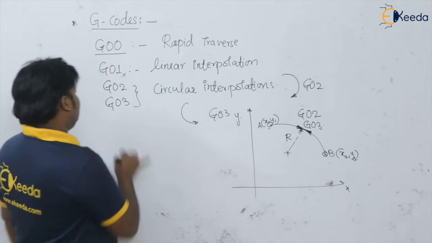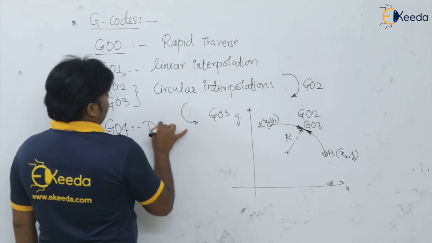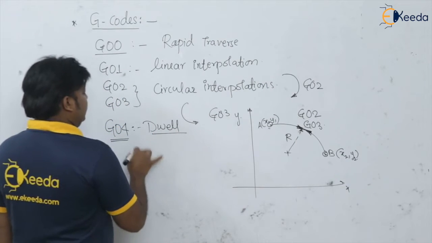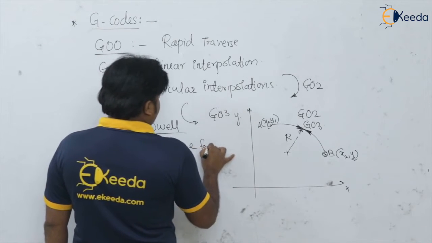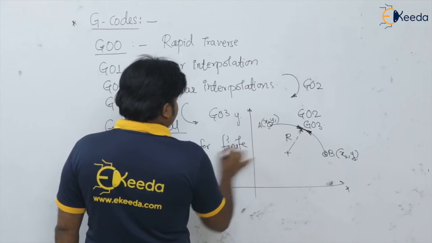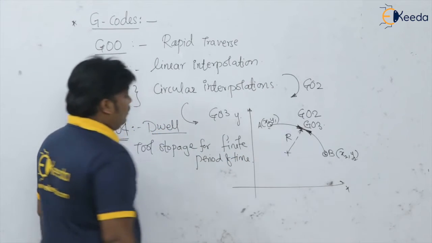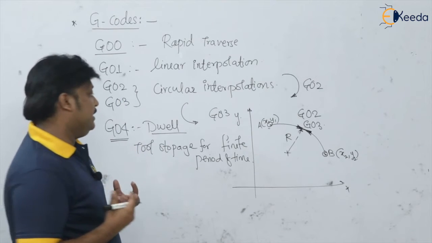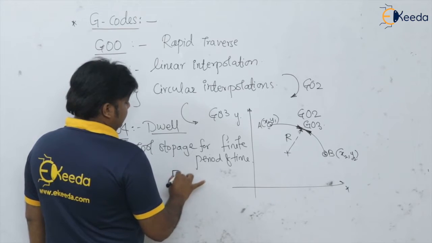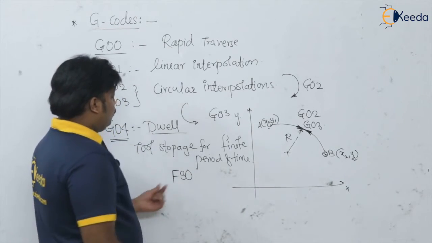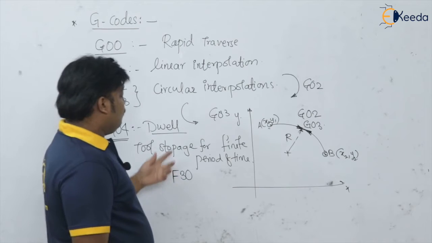Now if we talk about the next one, G04, it is a dwell. It is the tool stoppage for a finite period of time. So the tool is stopping for a limited time period. This G04 is always followed by, say, F30. So here F30 means the tool is stopped for 30 seconds. So some value should be there.